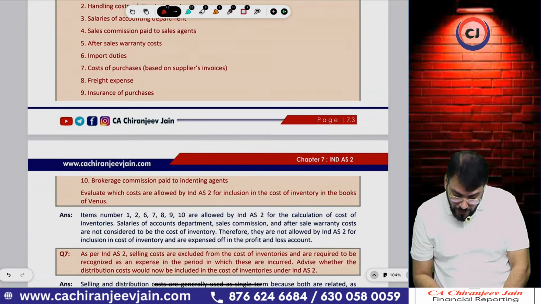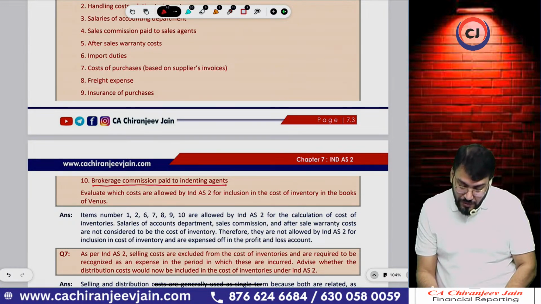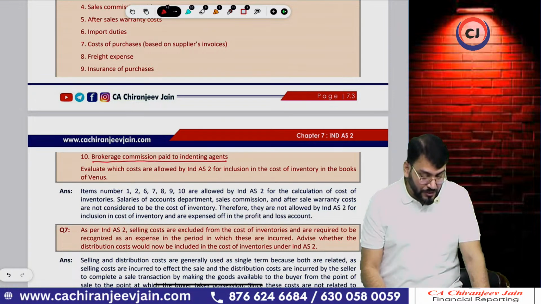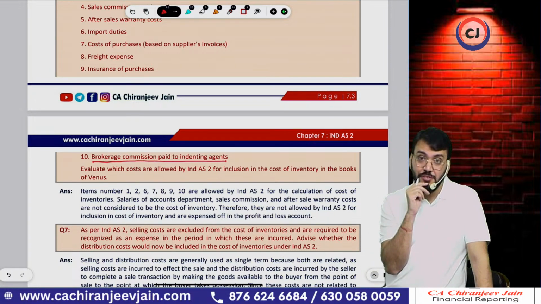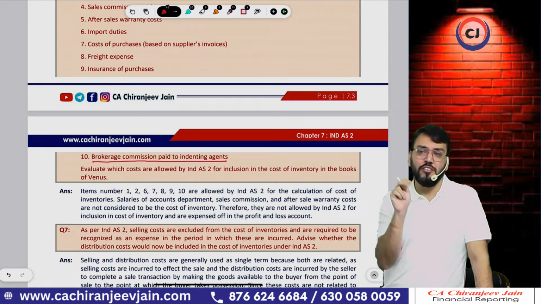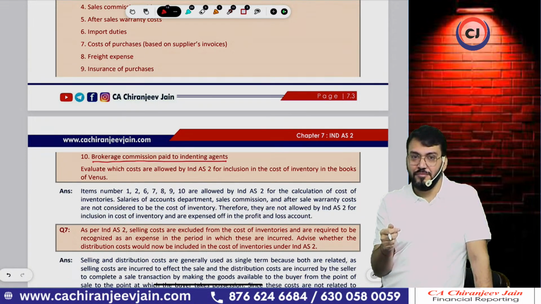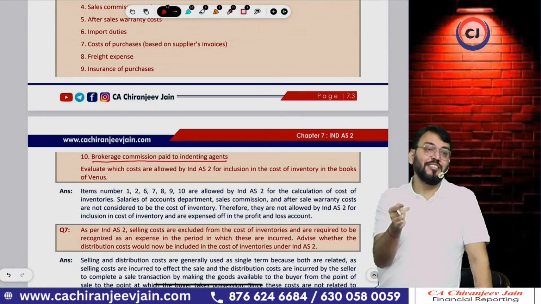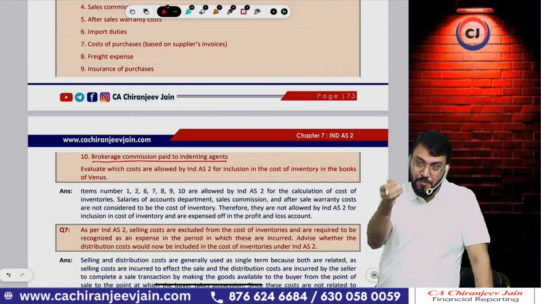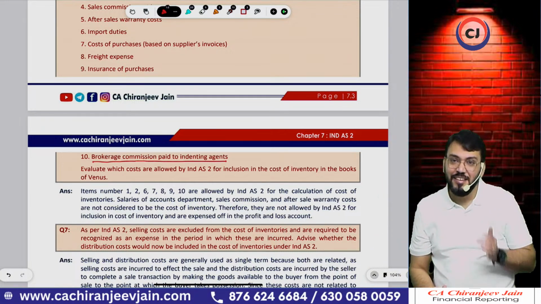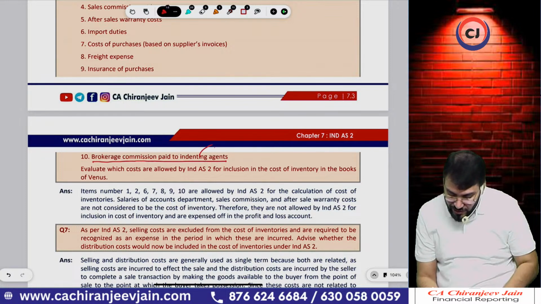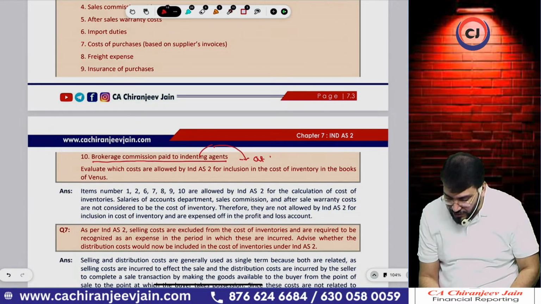Point number 10: brokerage commission paid to indenting agent. Whether it will be included in cost price. Now the doubt will come: what do you mean by indenting agent? There are two types of brokerage, two types of commission. One is the commission when you purchase. One is the commission or brokerage when you sell. Yes or no? So indenting agent means the broker through whom you have purchased, and therefore it will be added. Correct? For indenting agent, just write down: at the time of purchase.